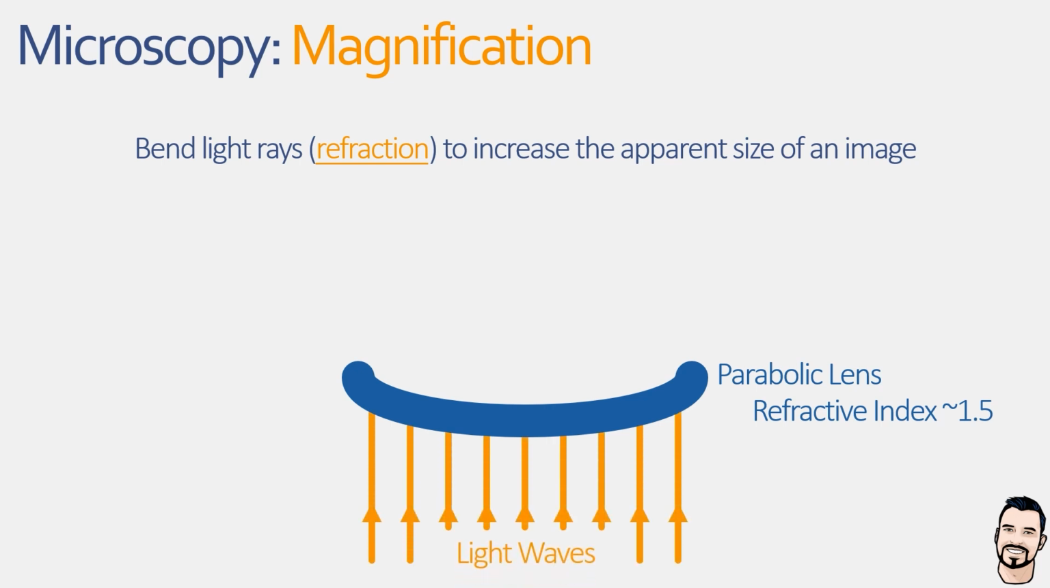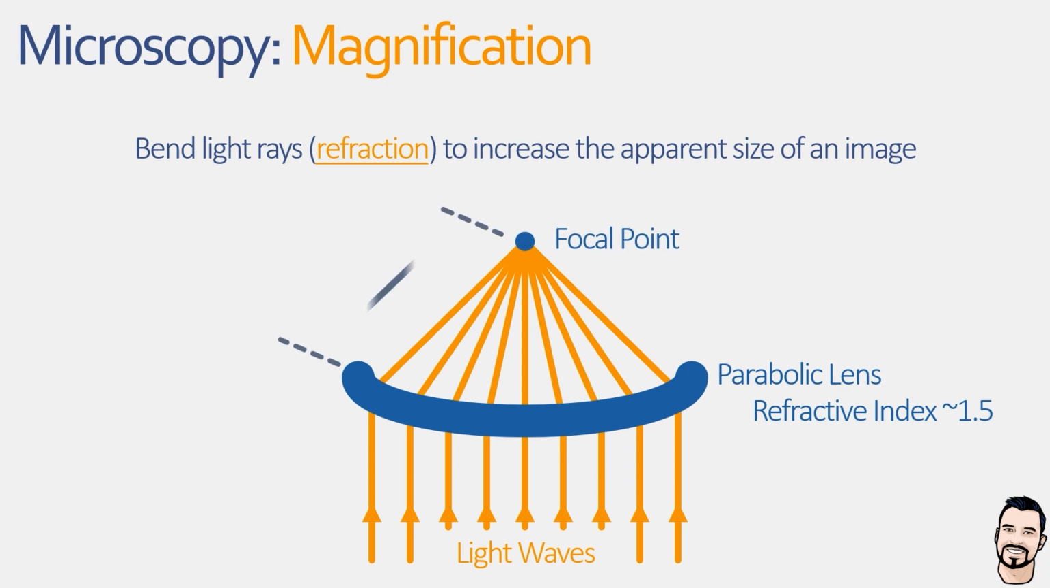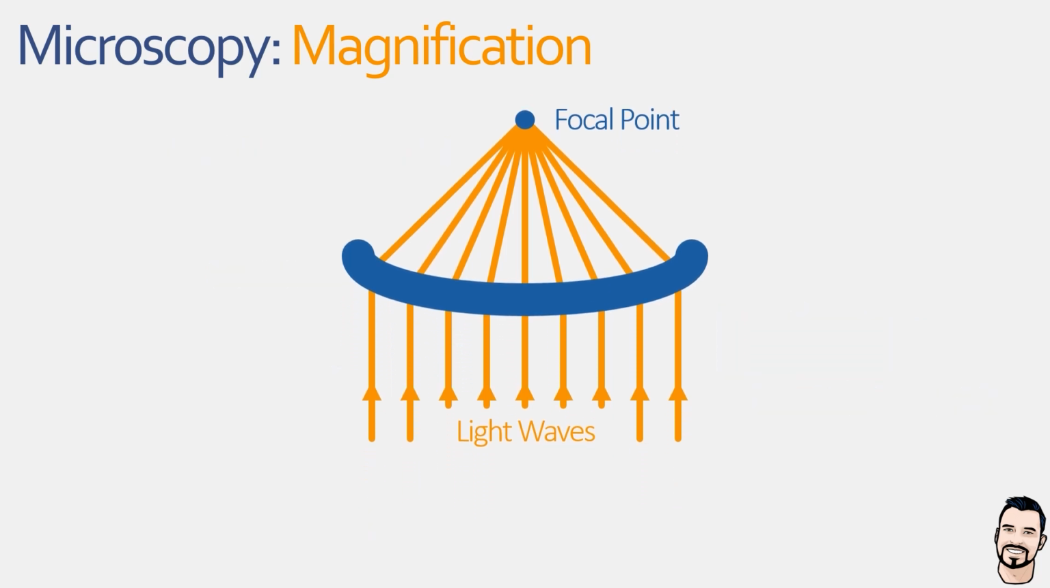Now, when light enters a parabolic glass lens, it is refracted, causing the light waves to converge on a central focal point. The distance to this point is known as the focal distance, which depends on things like the lens curvature and its refractive index. However, by carefully designing these properties, microscopes can focus light precisely, producing clear, magnified images of microscopic specimens.